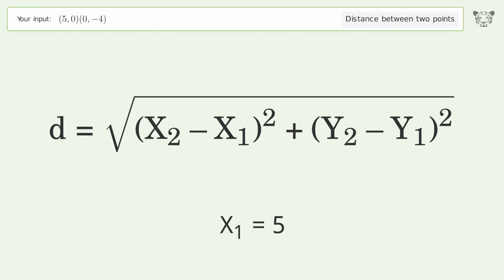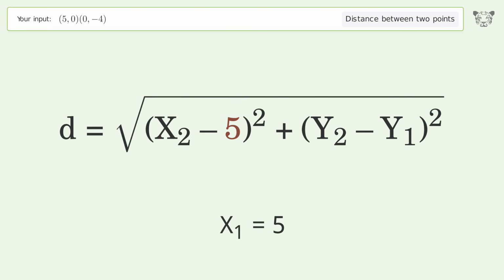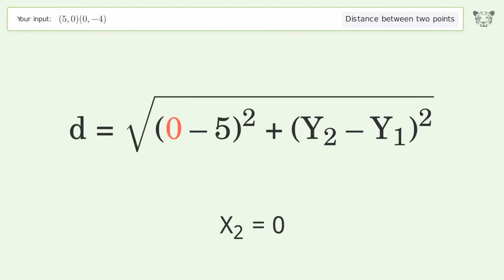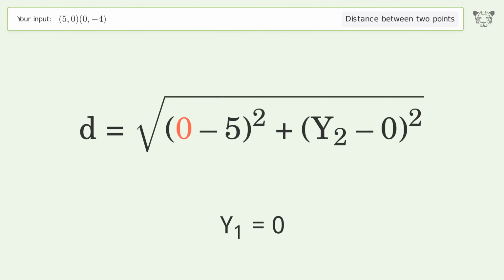x1 equals 5. x2 equals 0. y1 equals 0. y2 equals -4.